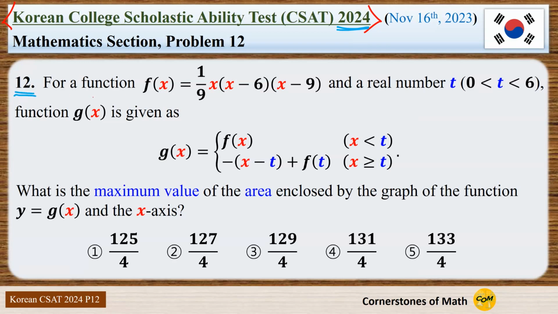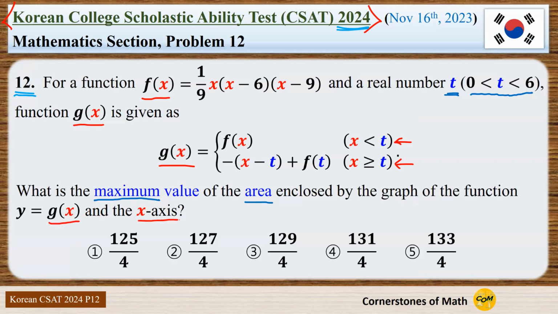So let us dive into the problem. For a function f(x) given as 1/9 of x times (x minus 6) times (x minus 9), and a real number t which is between 0 and 6, the function g(x) is given as: when x is less than t, g(x) equals f(x), and when x is greater than or equal to t, g(x) equals minus (x minus t) plus f(t). What is the maximum value of the area enclosed by the graph of the function y equals g(x) and the x-axis?